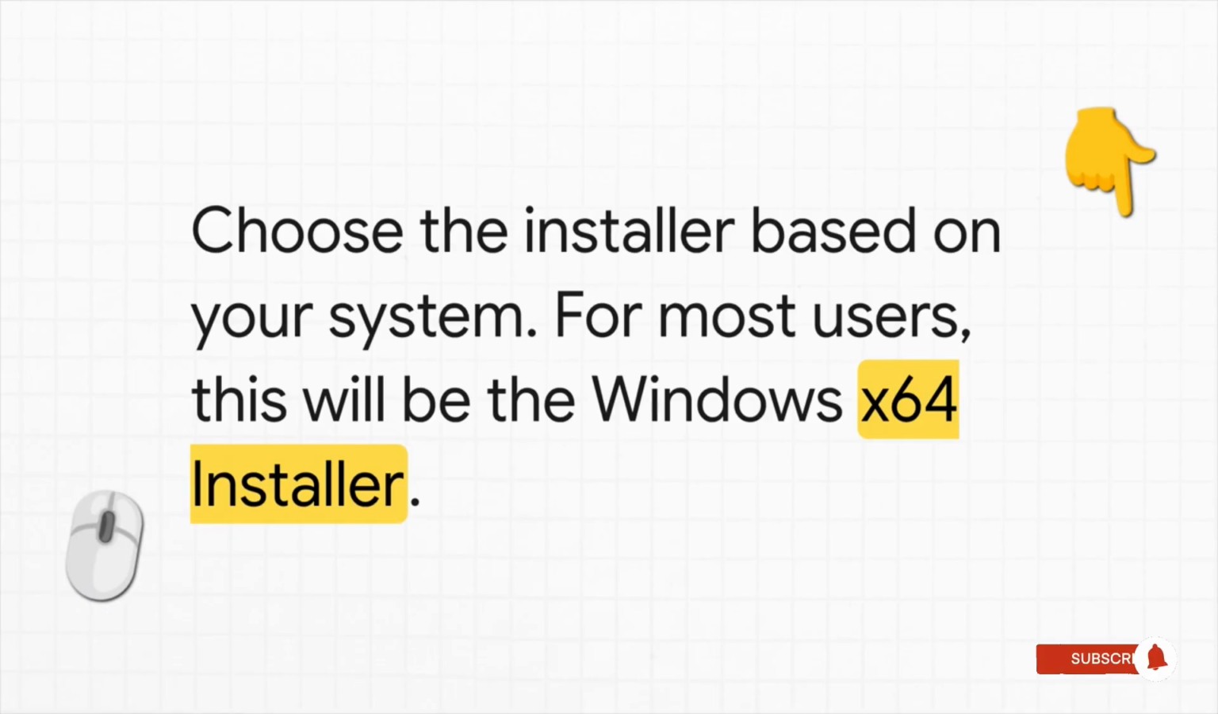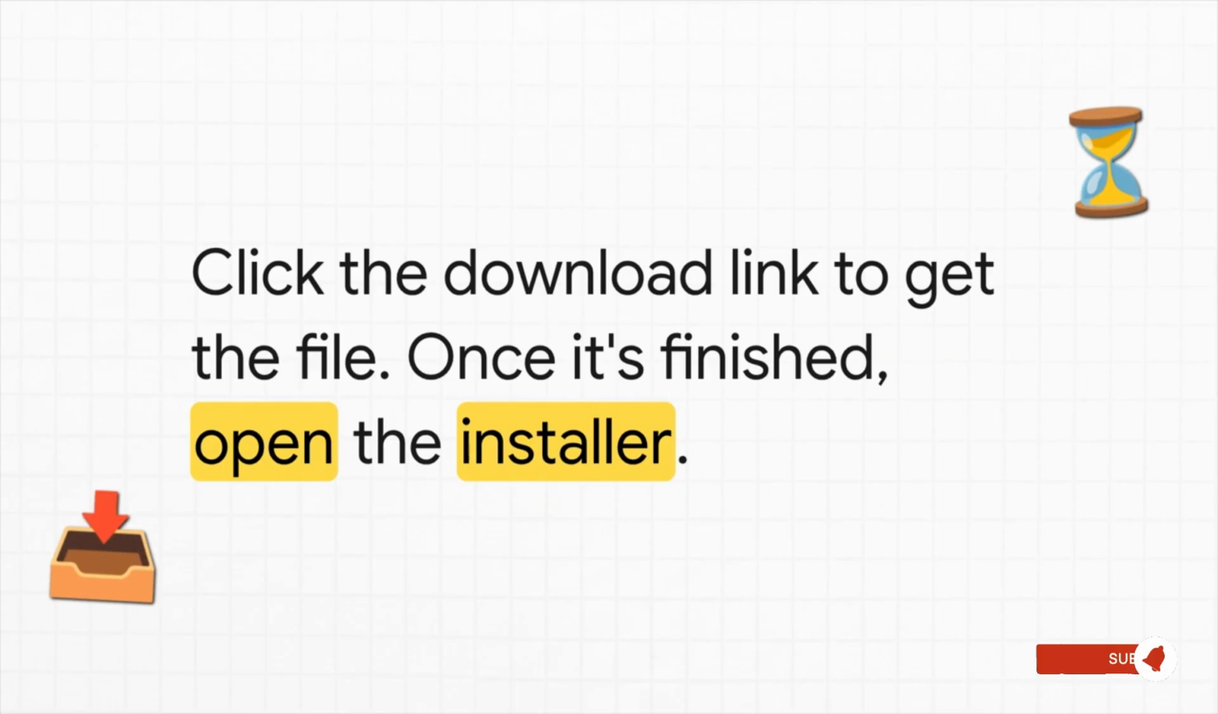Okay, next up, you've got to pick your operating system. For most of us, that's going to be Windows. Then, from that list of files, look for the one that says x64 installer. That's the one we want. Click on it, and the download will begin. And there it goes. You should see the file downloading in your browser. Just give it a moment to finish, and once it's done, find it in your Downloads folder and open it up to get this thing started.